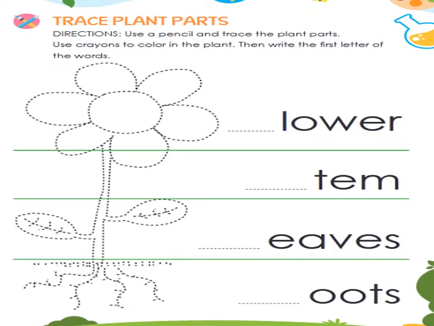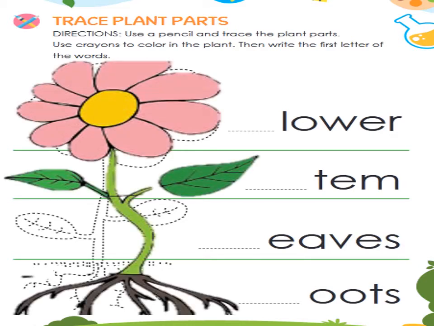Trace plant parts. Use a pencil and trace the plant parts. Use crayons to color in the plant, then write the first letter. Let's trace and color. The first part of the plant is flower. Flower. F. The first letter here is F.